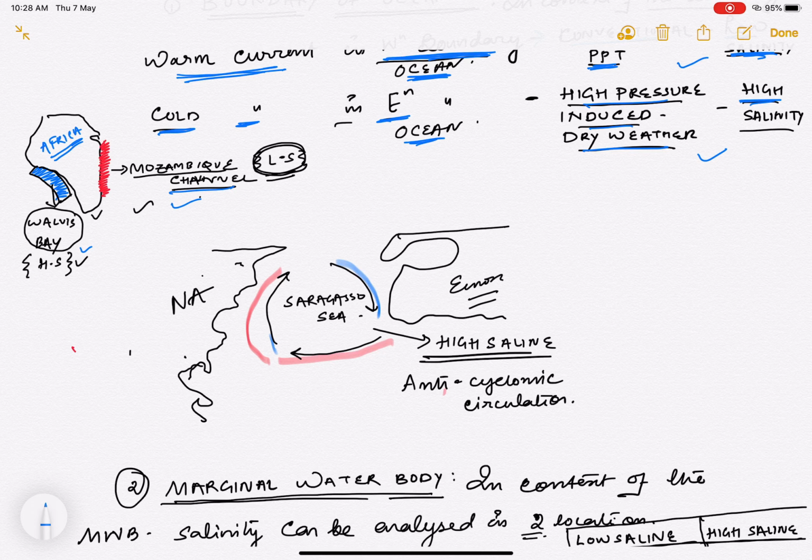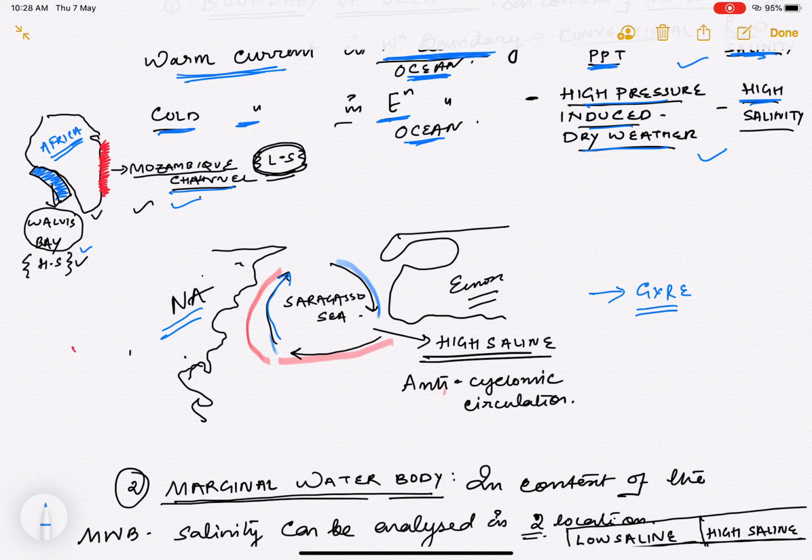Similarly, we have the Sargasso Sea. The Sargasso Sea is located between the North American continent and the Eurasian continent in the northern Atlantic Ocean. The Sargasso Sea is totally within the gyre circulation. I'll be talking more about this gyre circulation in the coming classes.